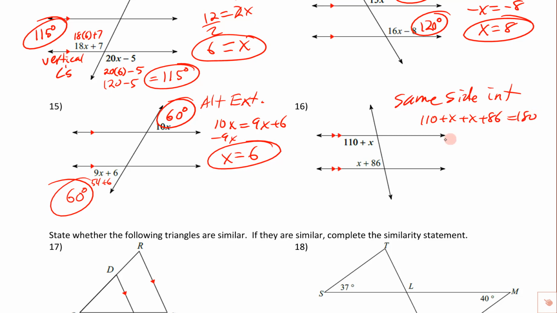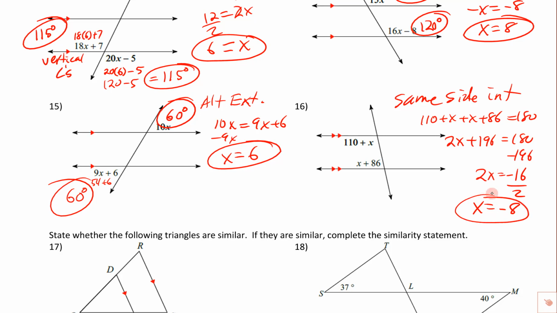So that means when we add them together, 110 plus x plus 86, it's got to equal 180. So this is going to be 2x plus 196 equals 180. That's not too bad. So we're going to subtract the 196, and we're going to get 2x equals negative 16. Divide by 2, so we're going to get x equals negative 8.